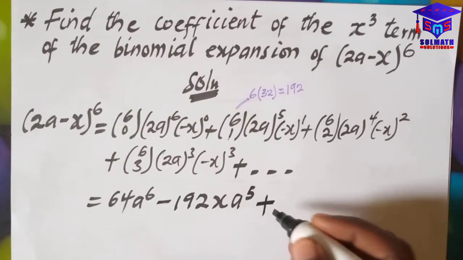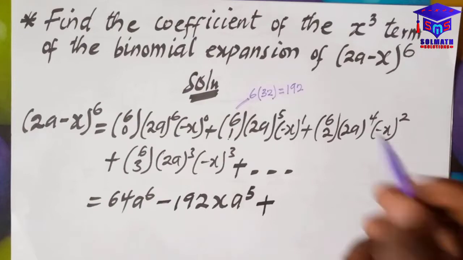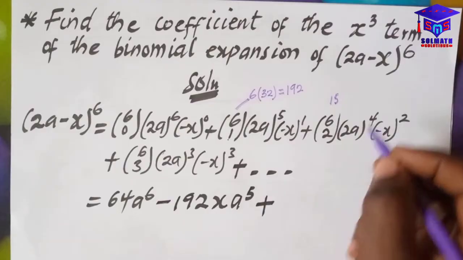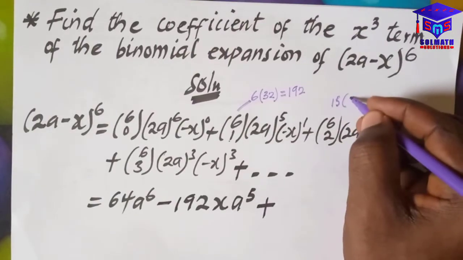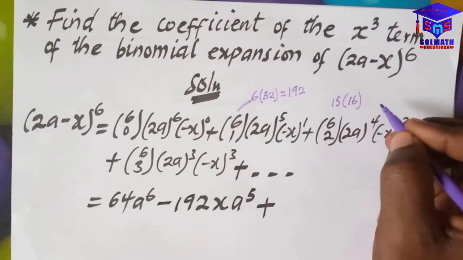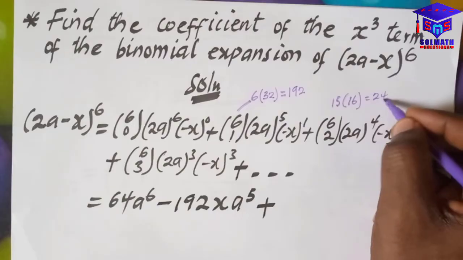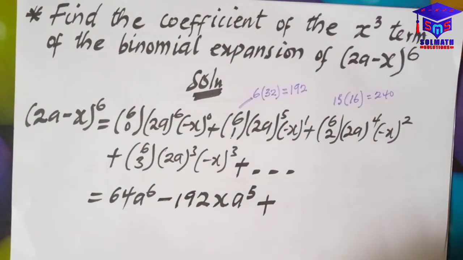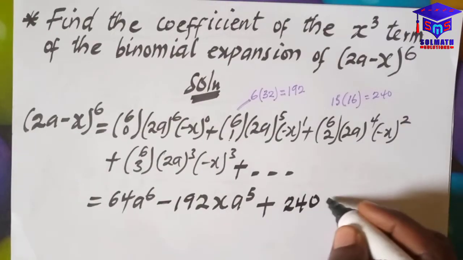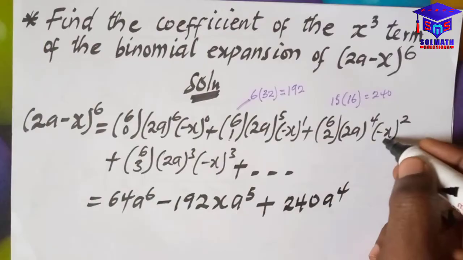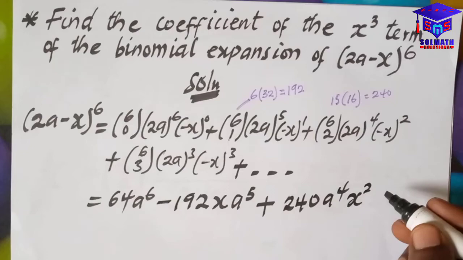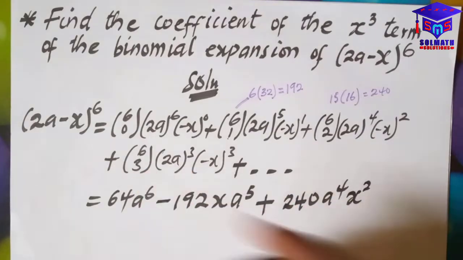Then you come here, plus 6 combination 2. When you do that with your calculator, you get 15, times 2 to the power 4, which is 16. Is that right? So 15 times 16 should give us 240. So we have 240 a to the power 4, and negative x to the power 2 should give us positive x to the power 2. Alright, good.